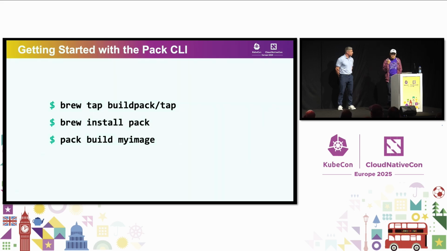And the easiest way to get started is to use our local CLI platform called Pack. You can install it through Homebrew. We have Linux packaging as well through Debs, Arch, etc. And you just get that installed and you run pack build and the name of your image.